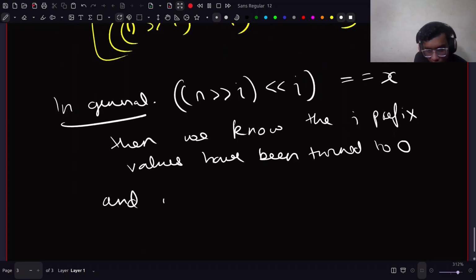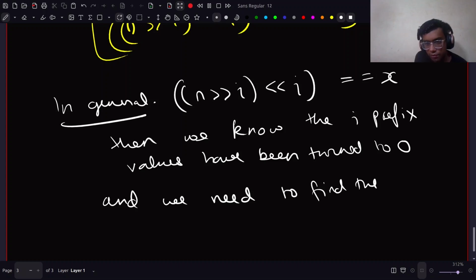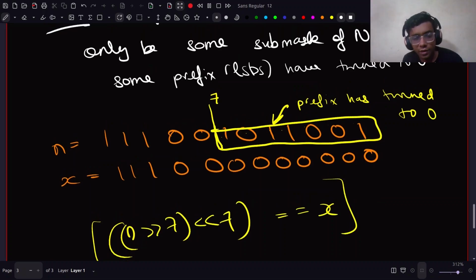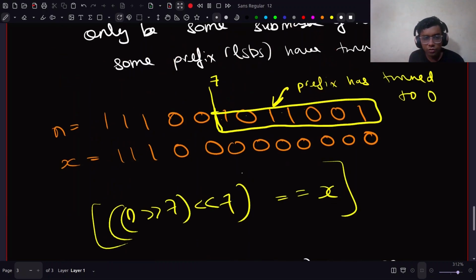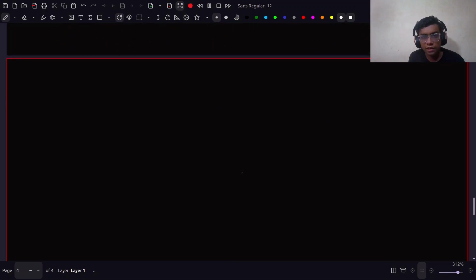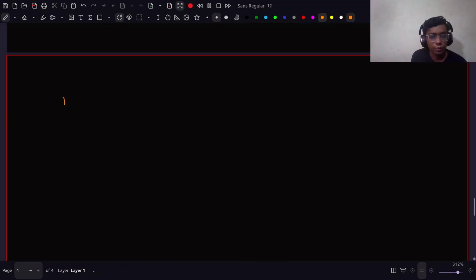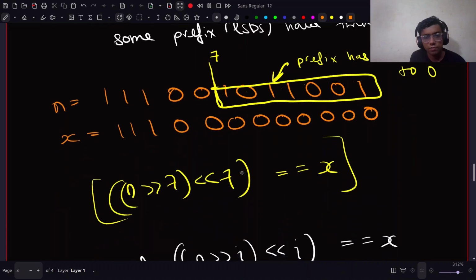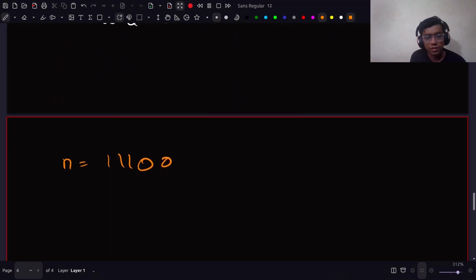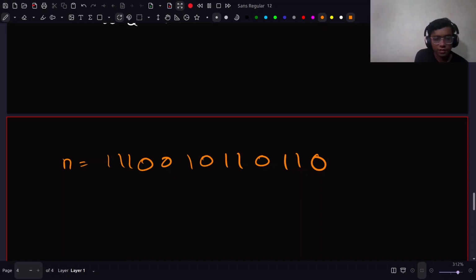All right, we need to find the smallest m. So we have found how much shift is needed, but now we just need to find the smallest m, and that is also pretty mathematically evident if you're familiar with basic number system ideas, basic bit ideas. Let's take this example itself, a very similar example, and we're trying to make it equal to this x.